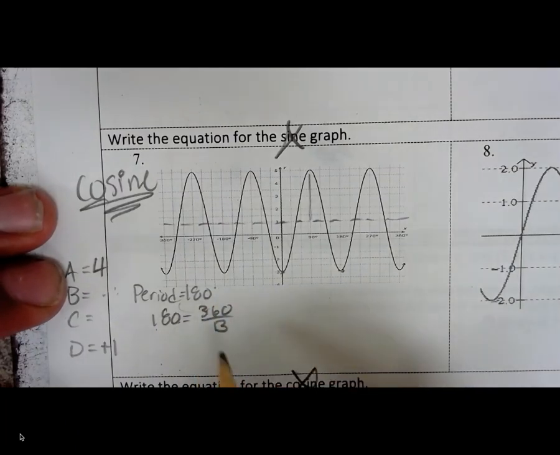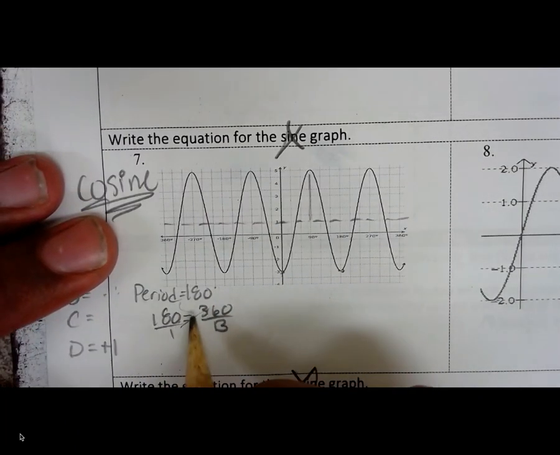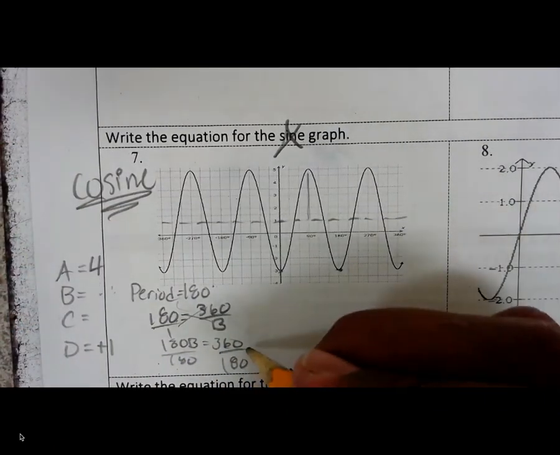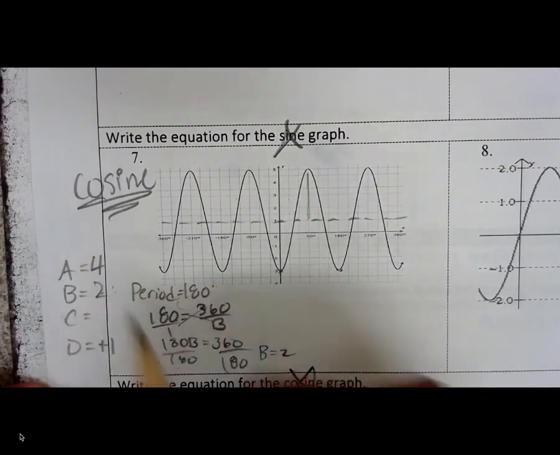Basically what I could do is put this over 1 and cross multiply: 180b equals 360, and 360 divided by 180 is 2. So that means that b equals 2. All right, so there's the b.